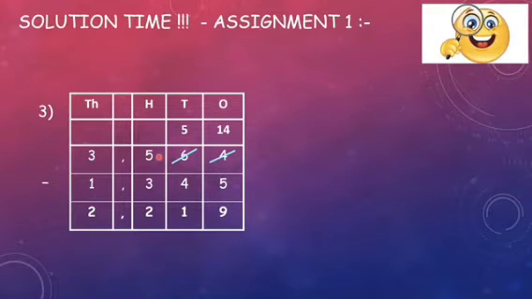We have not borrowed anything. The number doesn't change here. So 5 minus 3 is 2. And 3 minus 1 is 2. So the answer is 2219.